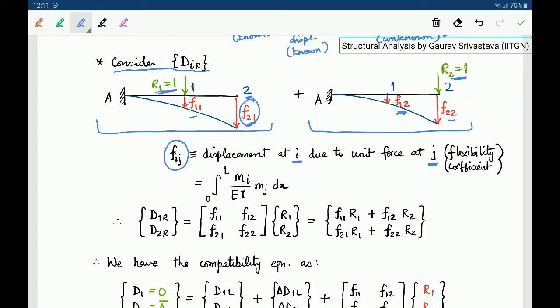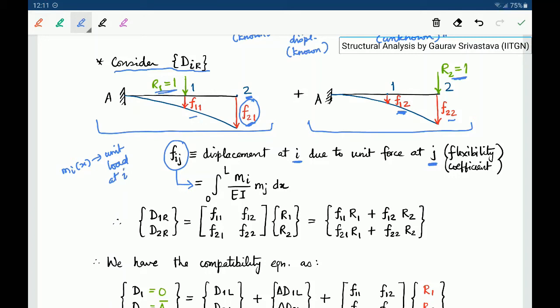Anyway, now this Fij can also be calculated using the virtual work method or energy method, as the integral from 0 to L of Mi mj divided by EI dx, where Mi and mj are the internal moments in the primary structure when the load is applied at i versus when the load is applied at j. Okay, so Mi of x will be the moment distribution due to unit load at the i coordinate, and same thing for mj.